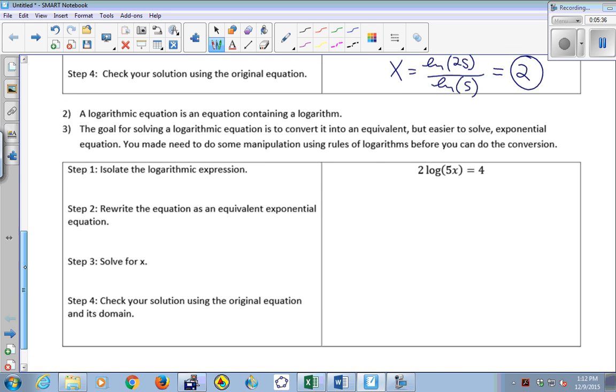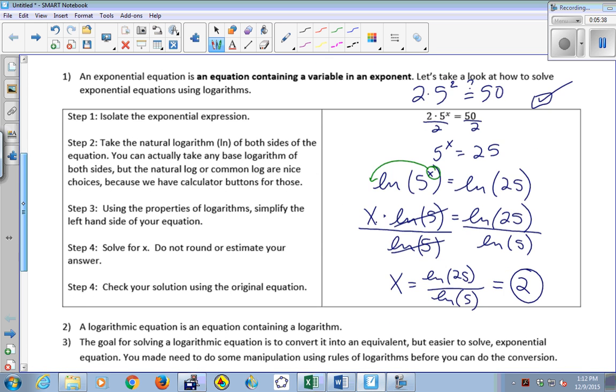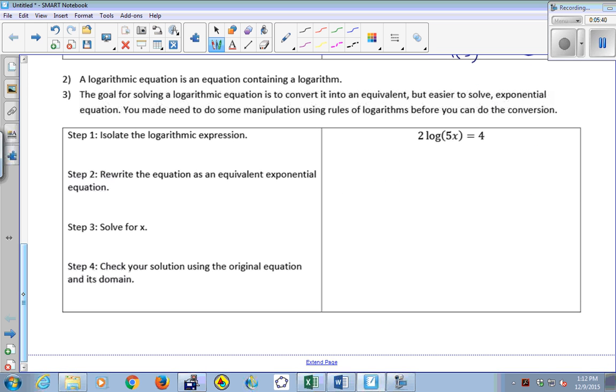All right, so that's how you solve an exponential equation. Let's look at a logarithmic equation. A logarithmic equation is just any equation that has a logarithm in it. So the goal for solving a logarithmic equation is to convert it to an equivalent but easier to solve exponential equation. So you may need to do some manipulation using rules of logarithms before you can do the conversion.